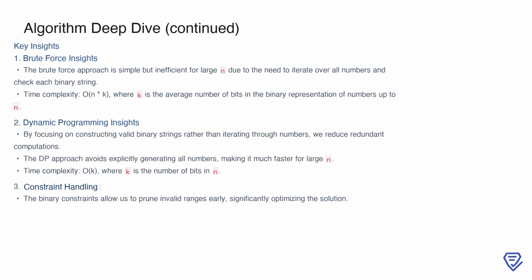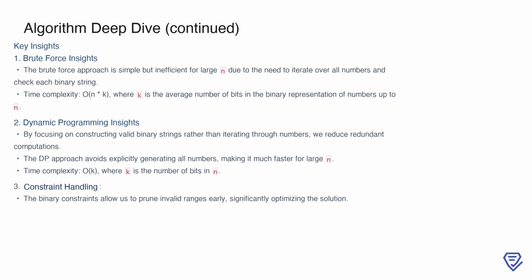Let's explore the key insights from our approaches. The brute force method is intuitive but inefficient for large values of n because it requires iterating over all numbers and checking each one for consecutive ones. This leads to a time complexity of n*k, where k is the average number of bits in the binary representation of numbers up to n.